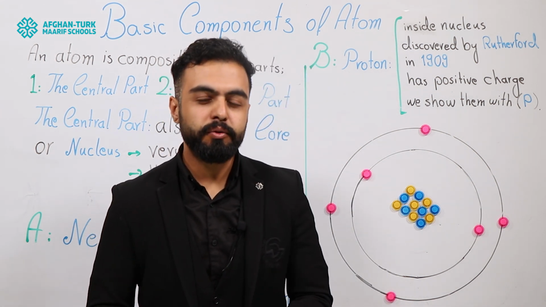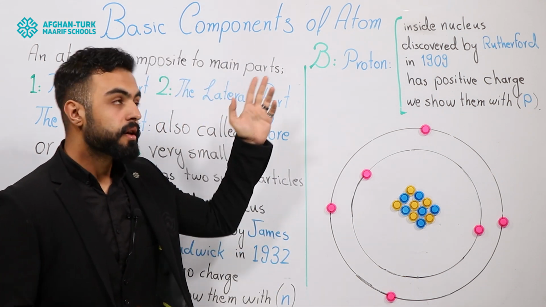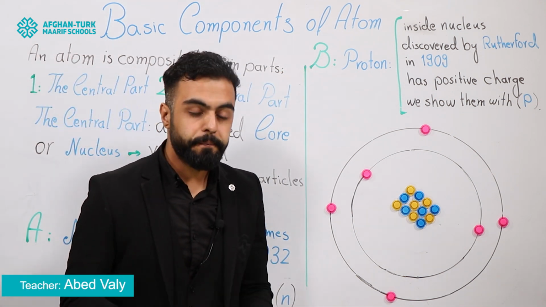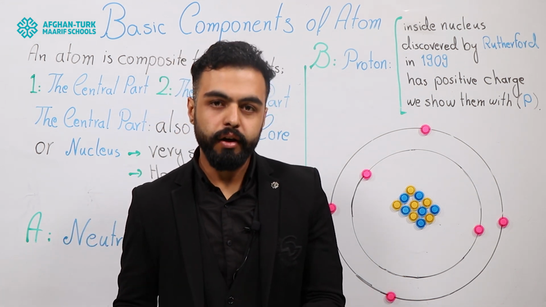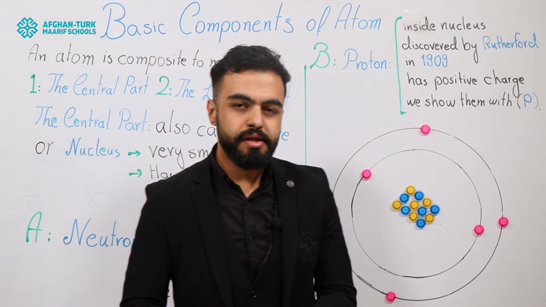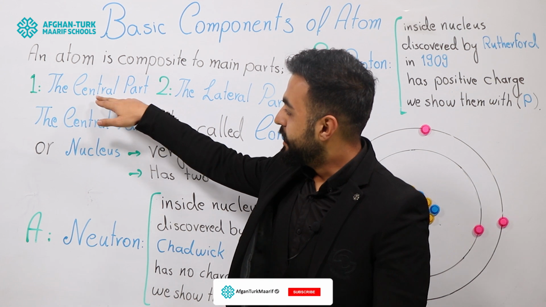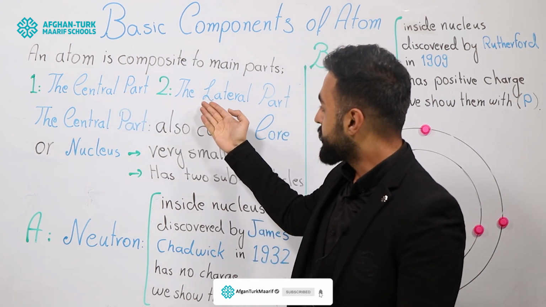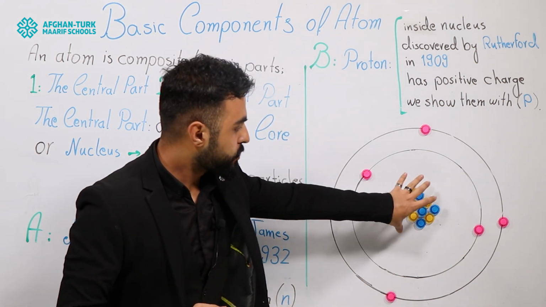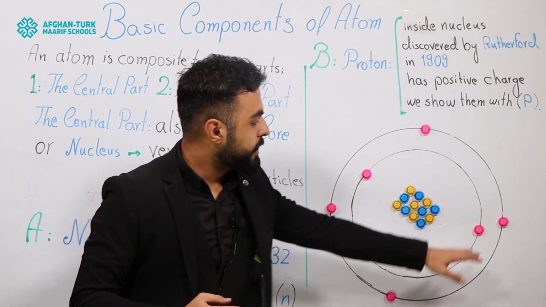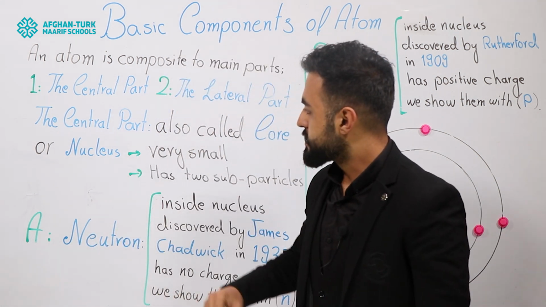Today we are going to start with a new lesson which is called the basic components of atom. So, what are the basic components or the basic parts of atom? At first, they are divided into two main parts. One, the central part, and another one is the lateral part. Here we have the central part and the lateral part. So now let's start with the first one, which is called the central part.